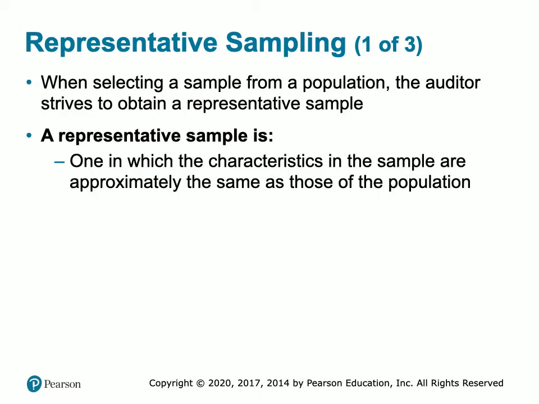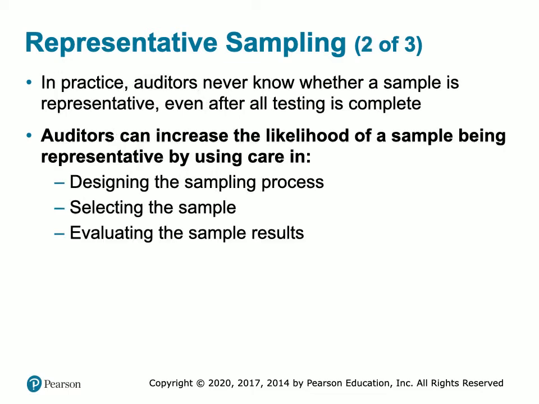So ultimately you want a representative sample. You want something whose characteristics reflect the overall population. So you don't want outliers. You don't want special transactions, things like that. Those should not be part of a sample. The best samples are of relatively homogeneous items. So you never know whether a sample is representative, but you can decrease the likelihood that it's not representative by your design of the sampling, how you select, and how you evaluate the results.